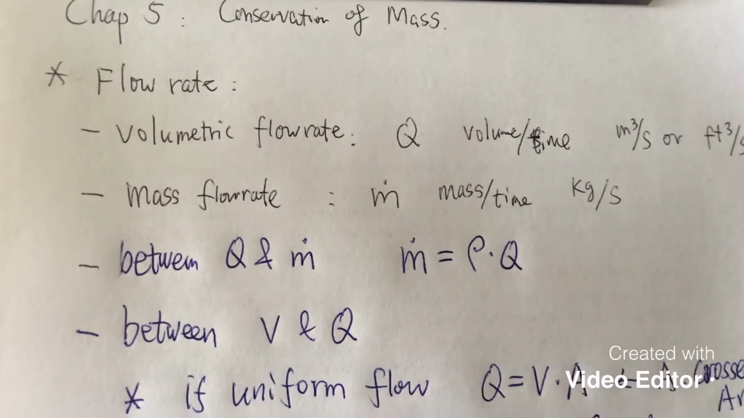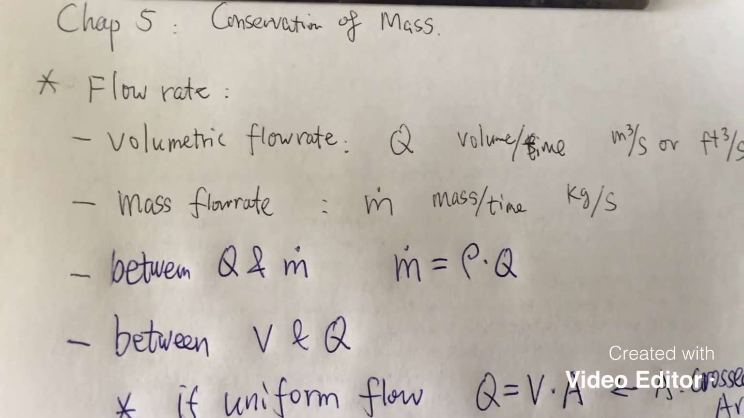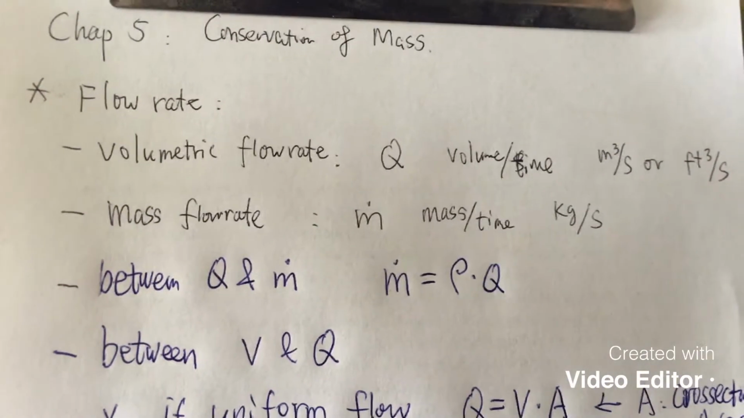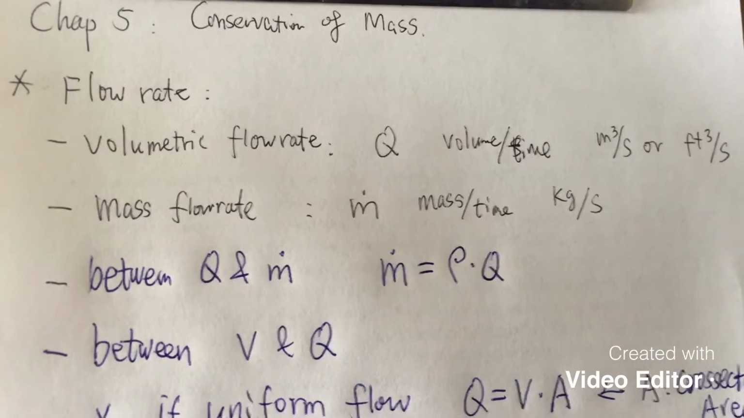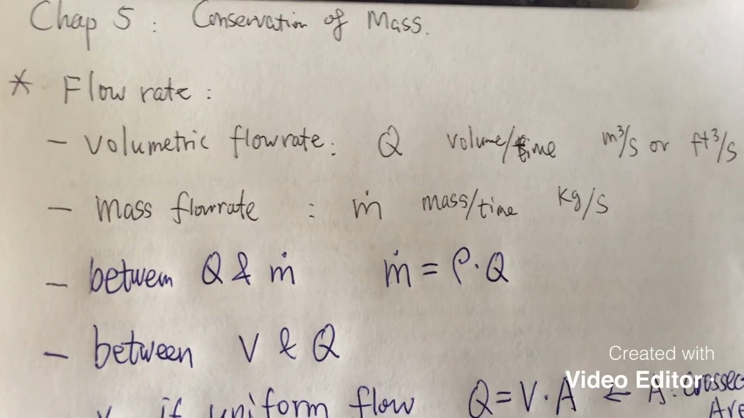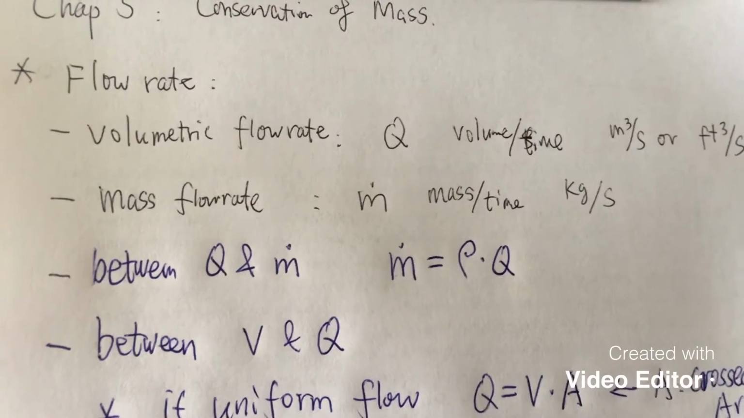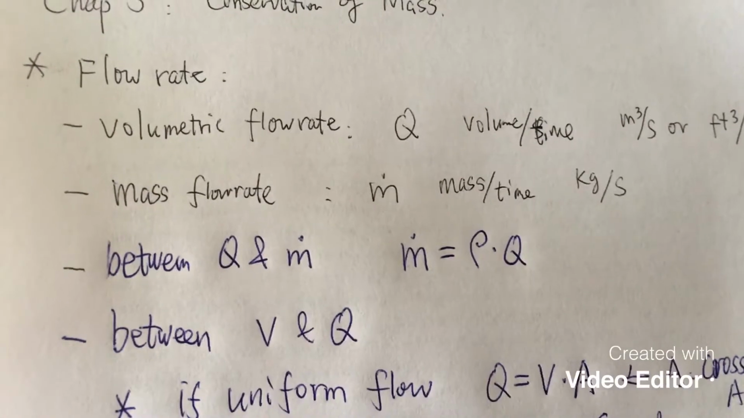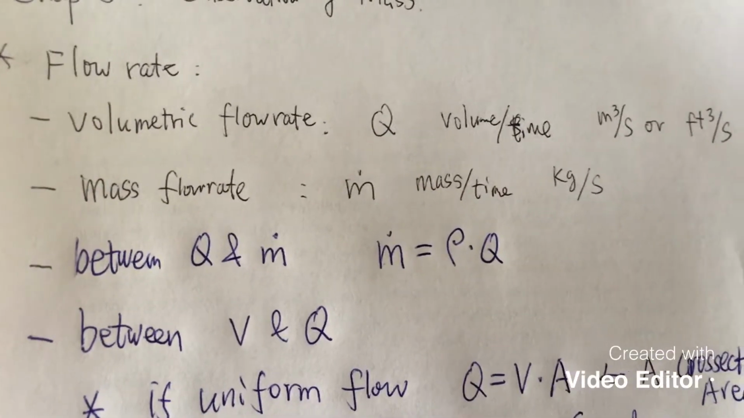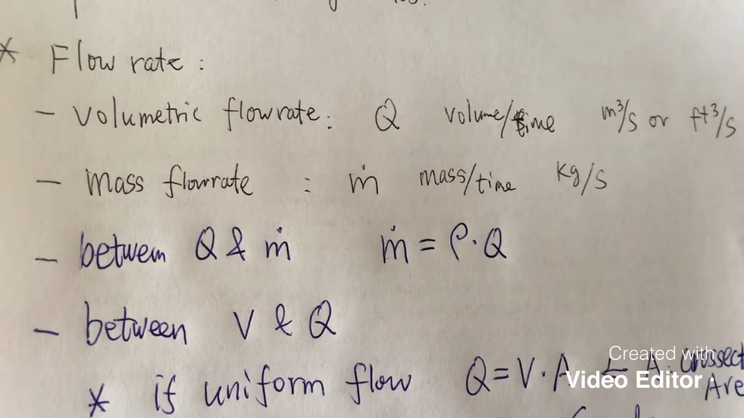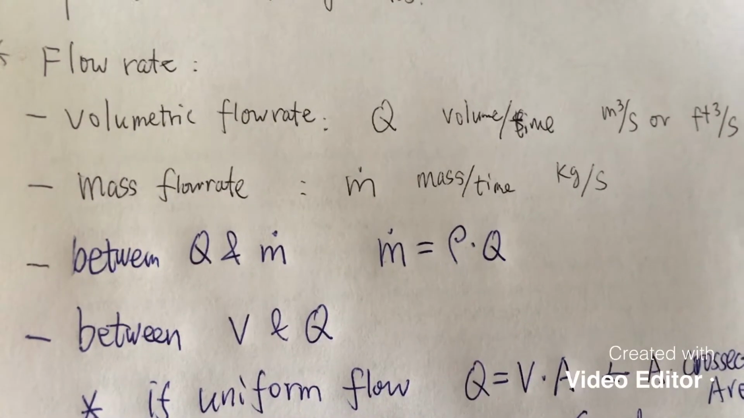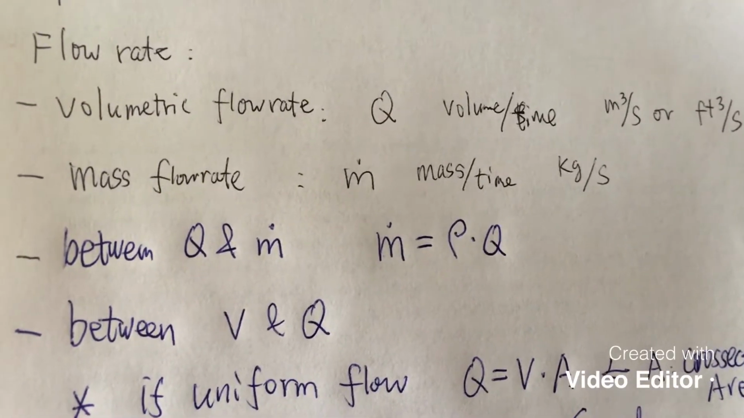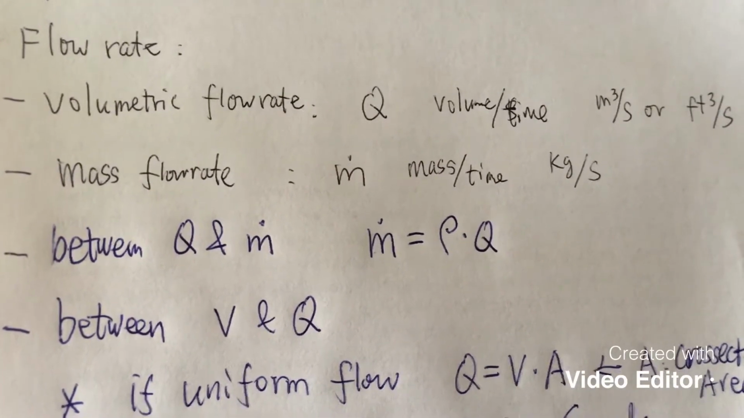There are two types of flow rate we commonly use. One is called volumetric flow rate, Q. We use the letter Q by convention. It means volume per time, right? So how much volume of fluid is passed per unit time. In the SI unit we use cubic meter per second. In English units we use cubic feet per second. So this is volumetric flow rate.